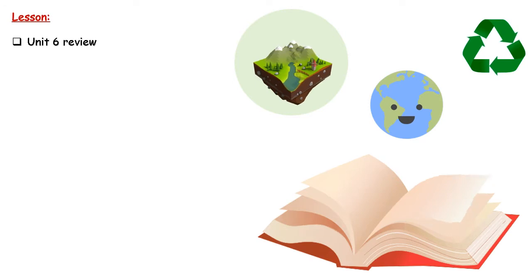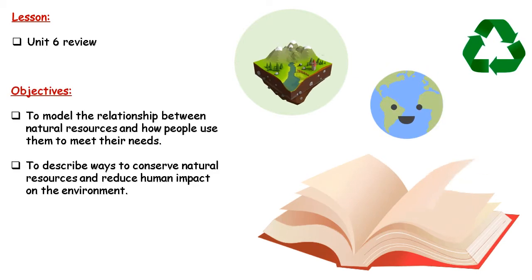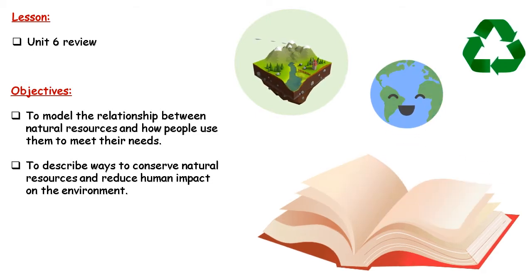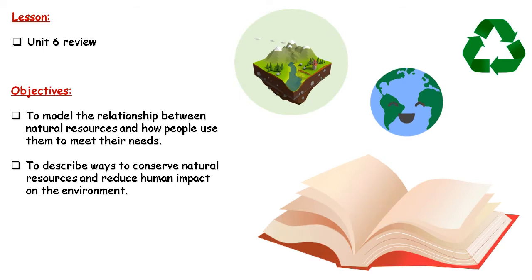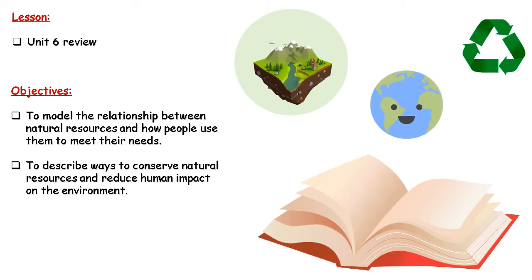In today's lesson in science, we're going to have our Unit 6 review. The objectives of our lesson are to model the relationship between natural resources and how people use them to meet their needs, and to describe ways to conserve natural resources and reduce human impact on the environment. So are you ready for our lesson? Let's start then.